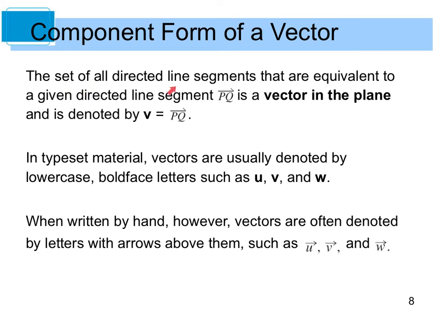So the set of all directed line segments are equivalent to the given. So we can call that a vector, and it's going to always be bolded, which is difficult to write. So sometimes they'll put an extra line on the side to show that it's bolded because you really can't write bold. And in typeset material, vectors are noted by lowercase bold-faced letters, and U, V, W are the common ones. Just like if you're solving systems of equations, X, Y, Z are the first three people tend to use. When you write by hand, we can put the vector notation above to note that we have a vector.